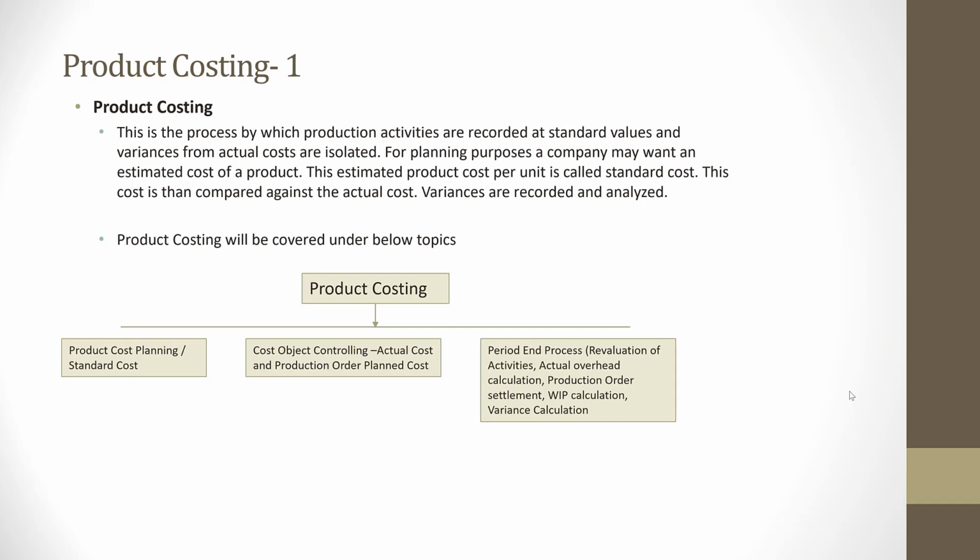Product costing will be covered under the below topics. Product cost planning or standard cost. Cost object controlling, which will be actual cost and production order planned cost. And period end process. This will be month-end activities involving revaluation of activities, actual overheads calculations, production order settlement, work in progress calculations, variance calculations.